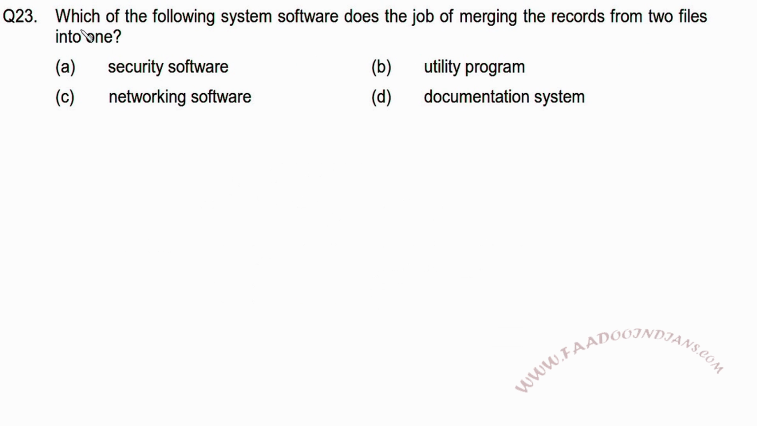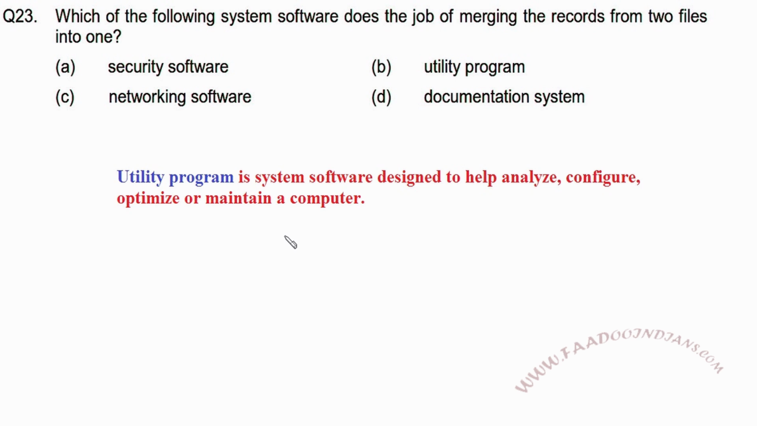23. Which of the following system software does the job of merging the records from two files into one? Its answer is utility program. So what is a utility program? It is a system software designed to help analyze, configure, optimize, or maintain a computer. So in this case, in merging the records, we are optimizing the records. So this is done by utility program.